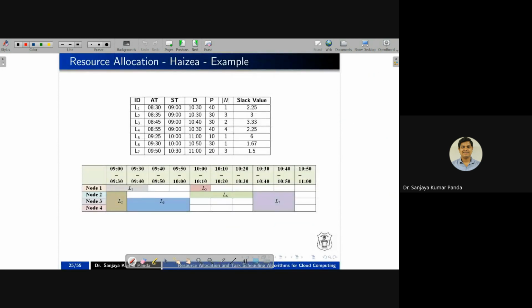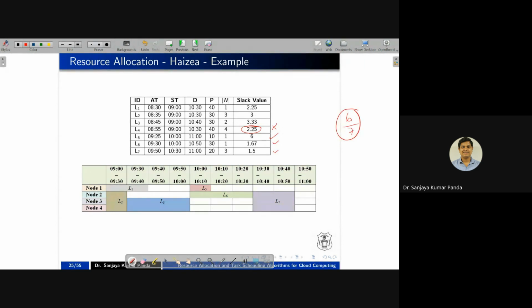So here I am showing you another example. You can try this example at a later point of time. Due to lack of time, I am skipping this one. Here also you can see L1, L2, L3 are assigned. L4 we are not able to assign because the slack values are already in sorted order. However, after rejecting this particular lease number 4, you can accommodate L5, L6, L7. So in total you are accommodating 6 out of 7 leases using Hygia.